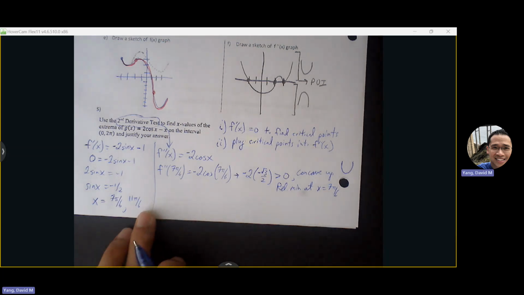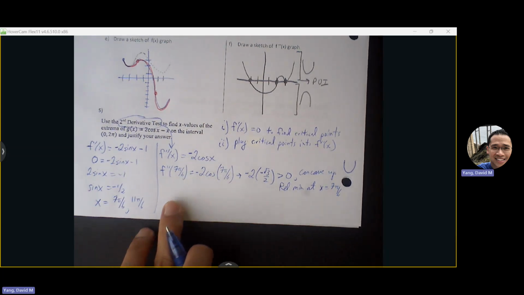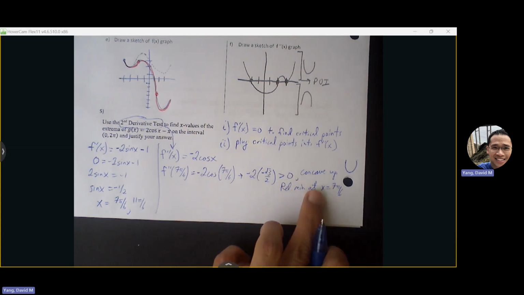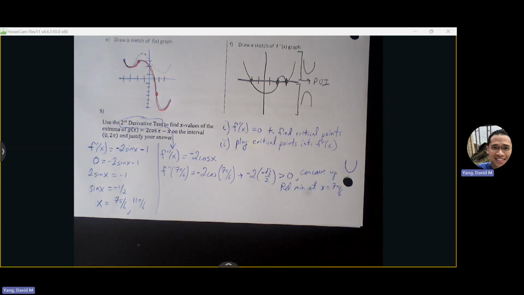Meanwhile, if I plug 11 pi over 6 into the second derivative, I'll get negative times positive, which is negative. Negative would mean concave down. Concave down would be a relative maximum.